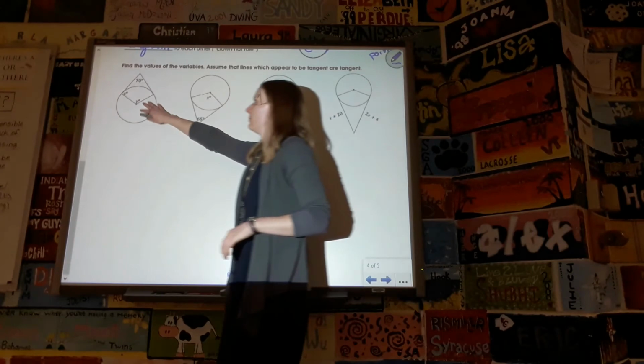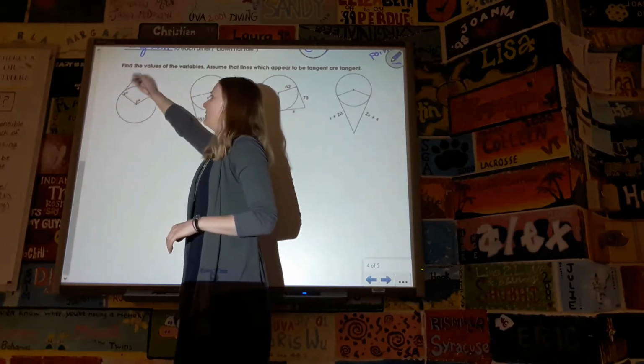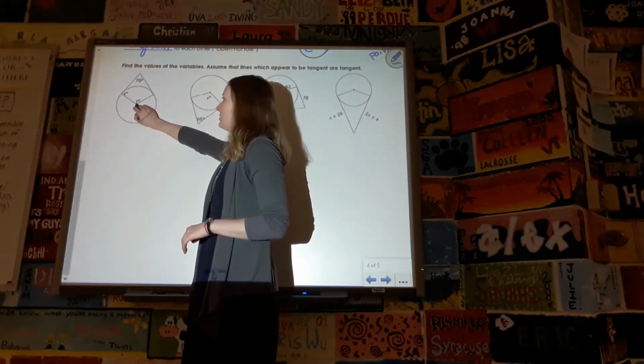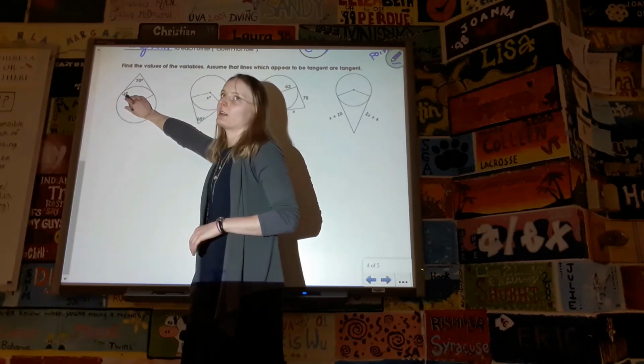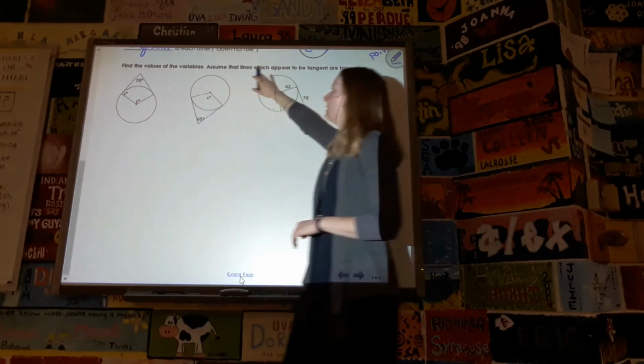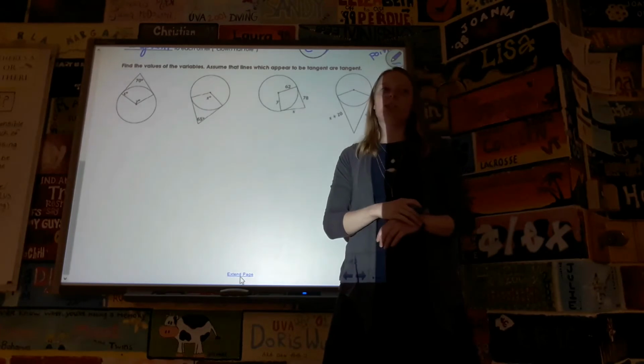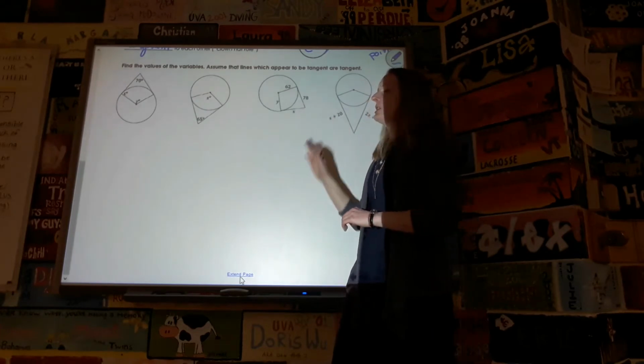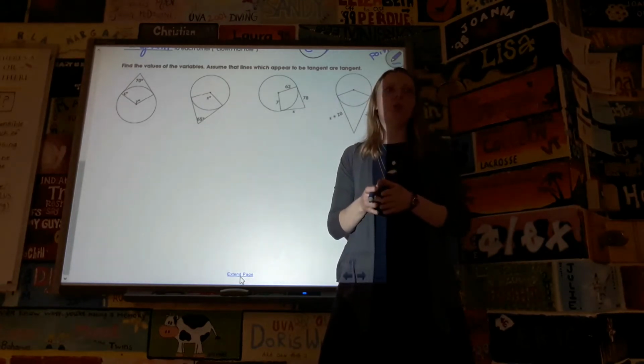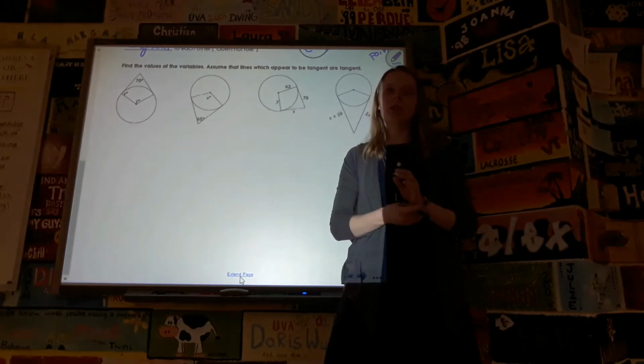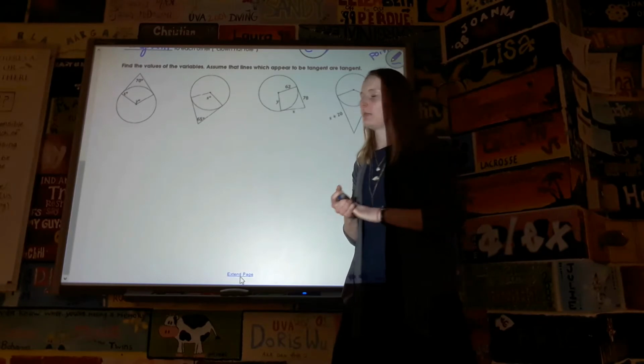Alright, so for this one right here, I have a 4-sided figure, quadrilateral. I'm trying to find this angle right here, the y, and then this angle right here, the x. Okay, so finding the value of the variable, we're going to assume that all lines that appear to be tangents are tangents. So in the directions, it's allowing you to assume that if it looks like a tangent, it is. If you guys don't see that permission in the directions to make that assumption, you can't make that assumption.